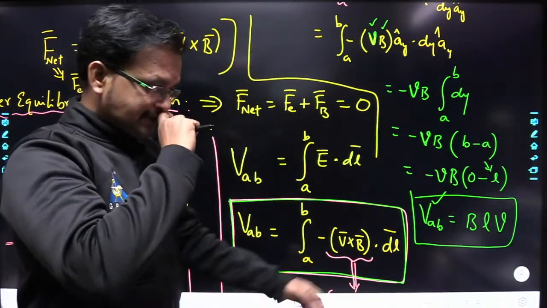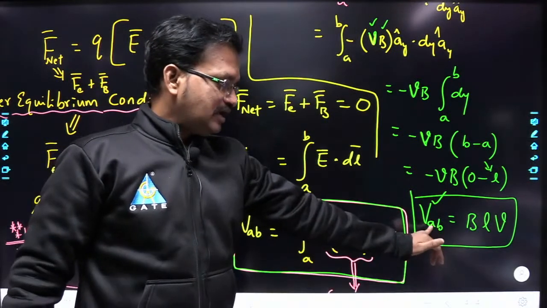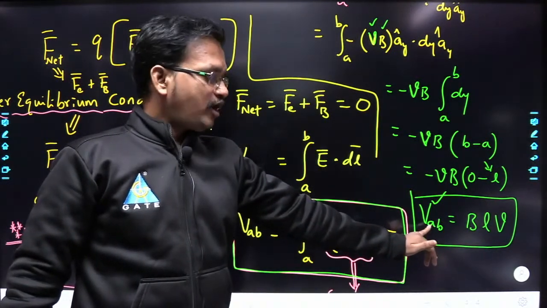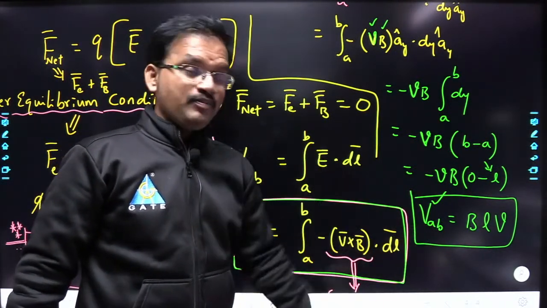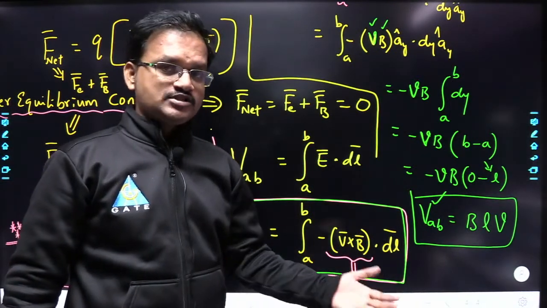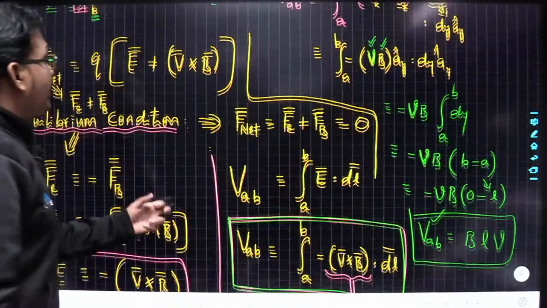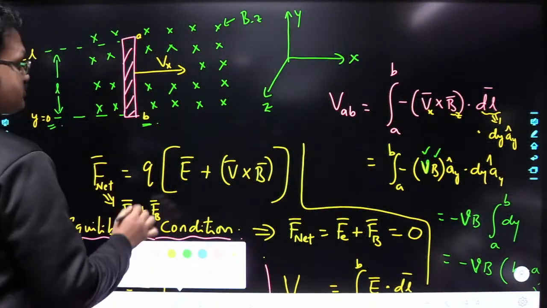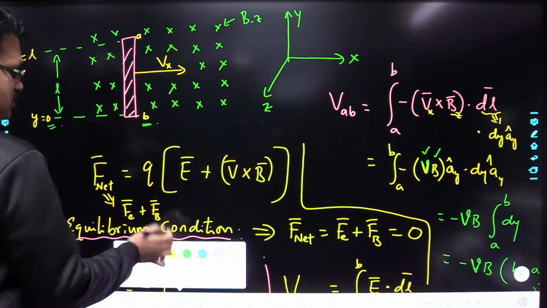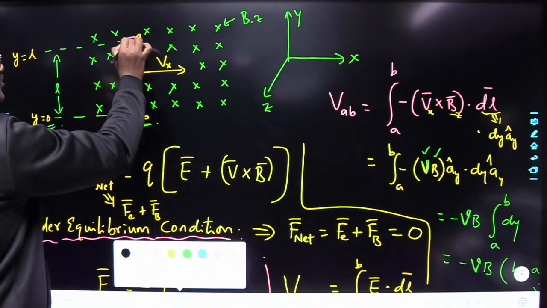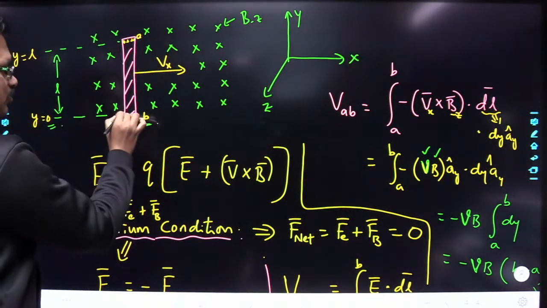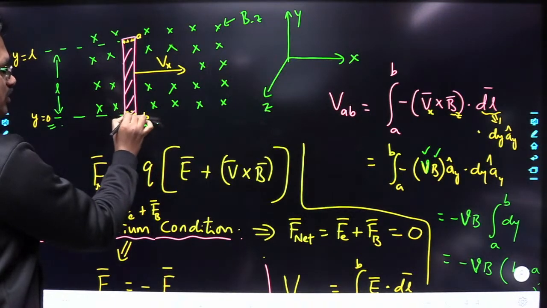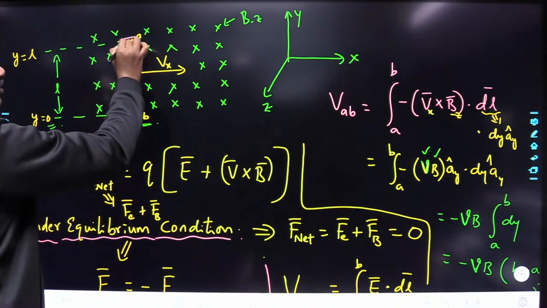Since VAB is positive, that means A must be at higher potential, and B must be at lower potential. That means at A, at this end, positive charge must get accumulated, and at the bottom, negative charge must be accumulated. Understood?